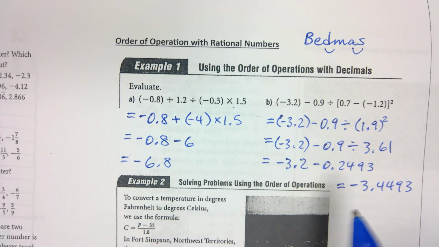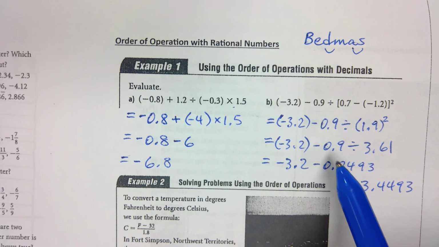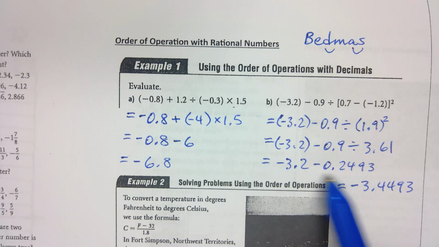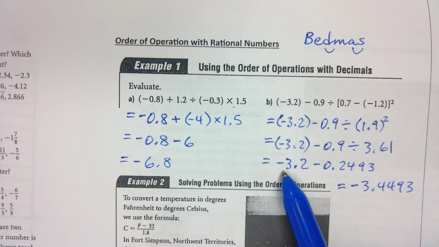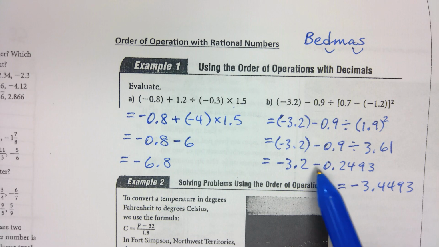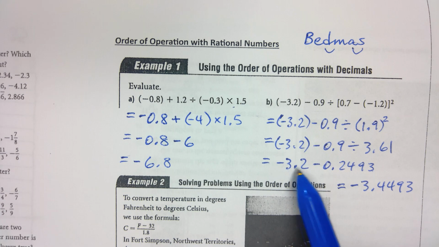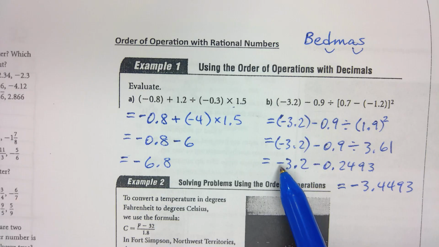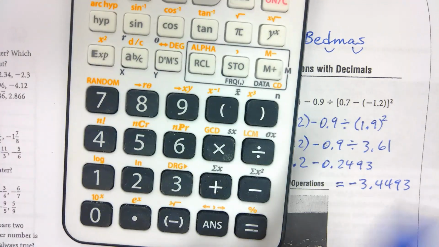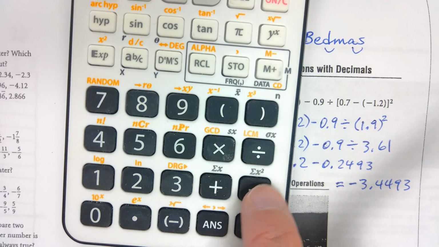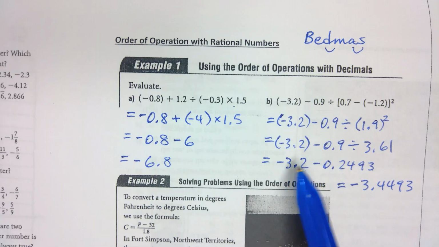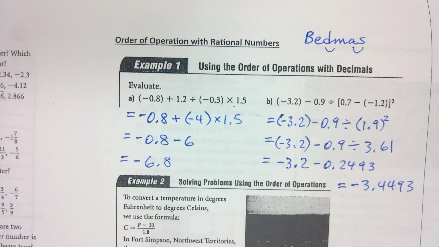A question I get a lot is, how do you know if it's minus or negative? If I were to read this out loud, how would you read this line? Vincent? Right. When you said negative, that's how you know you should be pressing this button. And when you said minus, that's how I know I should be pressing this button. So sometimes just reading it out loud makes you realize which button you should be pressing.